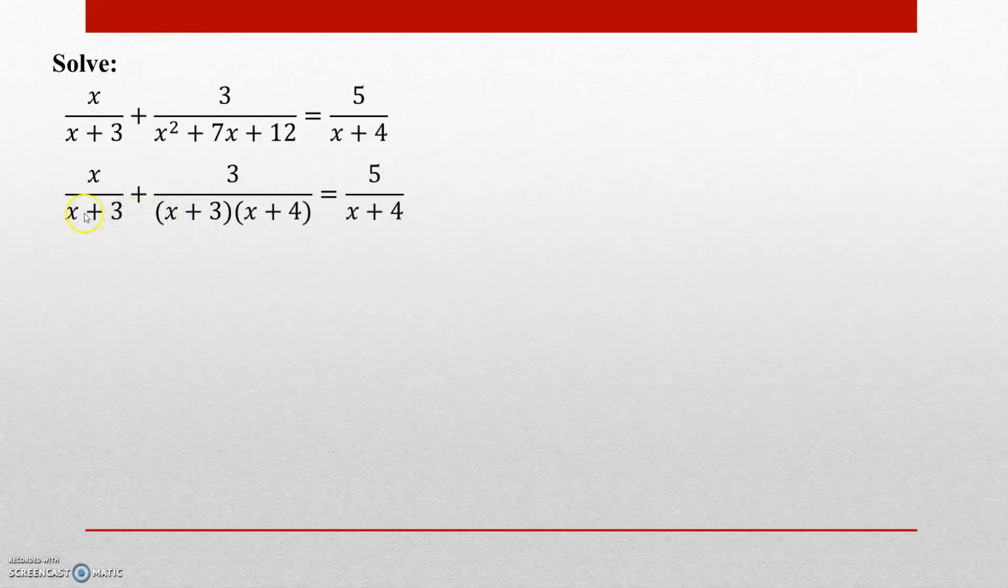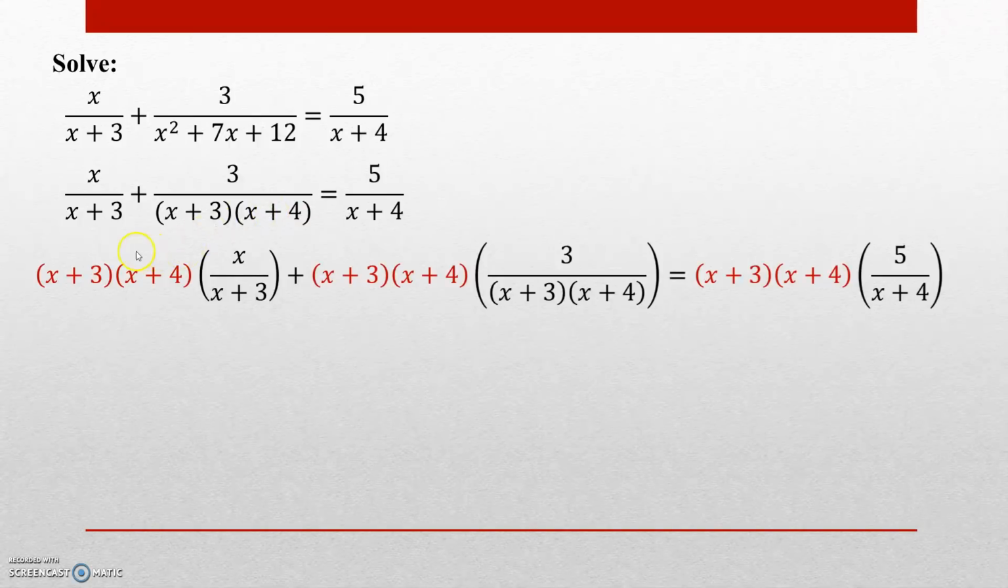Nakaparehas nitong x plus 3 dito. At kaparehas nito x plus 4 dito. Sabihin, ang ating LCD ay yung mismong x plus 3 times x plus 4. Yun mismo. Yan. So, we multiply the LCD sa lahat ng terms dito. So, x plus 3 times x plus 4 times x over x plus 3 plus the LCD, x plus 3 times x plus 4 and then times 3 over x plus 3 times x plus 4 and then equals, yun pa din, we multiply the LCD times 5 over x plus 4.